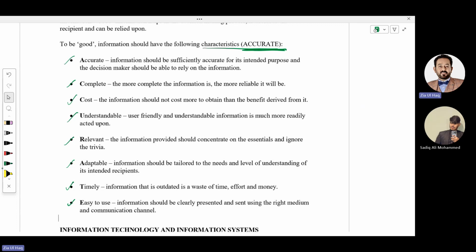And the information must be easy to use. Easy to use means it should be communicated in easy language so that a person can understand and easily use it. There should be some information guideline on how to use that information. So for quality information, it must pass 8 characteristics: accurate, complete, cost effective, understandable, relevant, adoptable, timely, and easy to use.